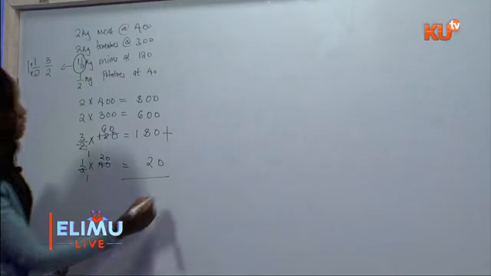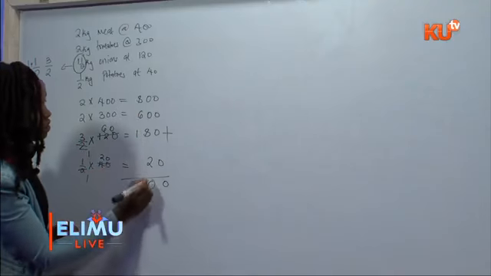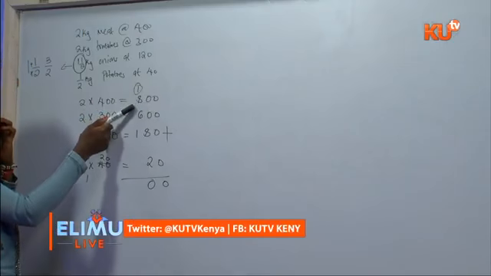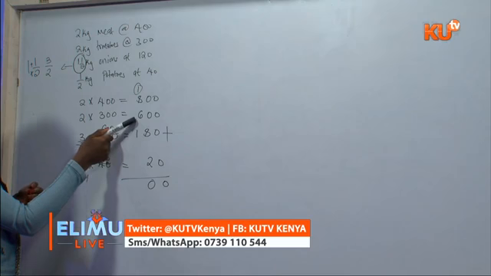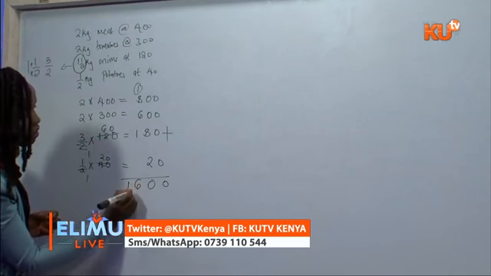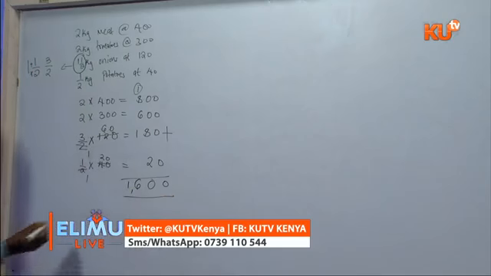So when I add this side, I get a 0. 8 plus 2, 10. 0, carry 1. 1 plus 8 is 9. 9 plus 6, 15. 15 plus 1, 16. That is 1,600 shillings. That was the total cost.